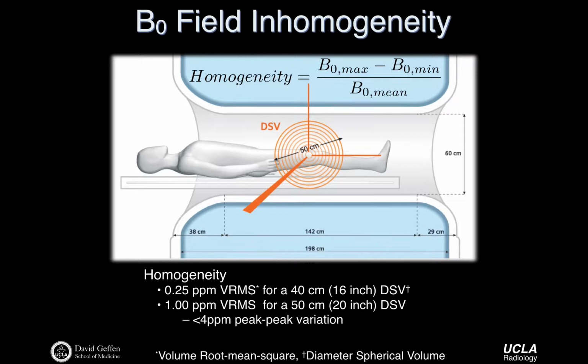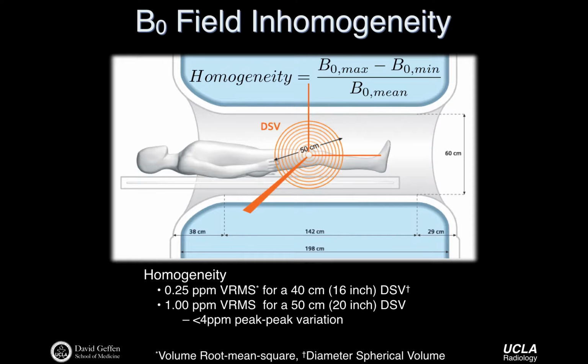So when we talk about B0 field inhomogeneity, we have a measurement that we could use, and it's simple. It's just the maximum field minus the minimum field, divided by some normalizing thing like the minimum field. We really only care about the field strength at what we call isocenter. The coordinate system for our MR scanner is all oriented and designed around this so-called isocenter. You can think of it as the dead center of the scanner: dead center up, down, left, right, and head, foot.